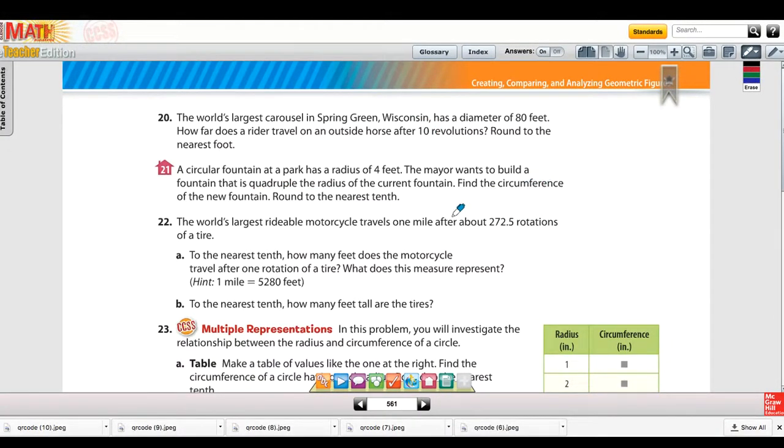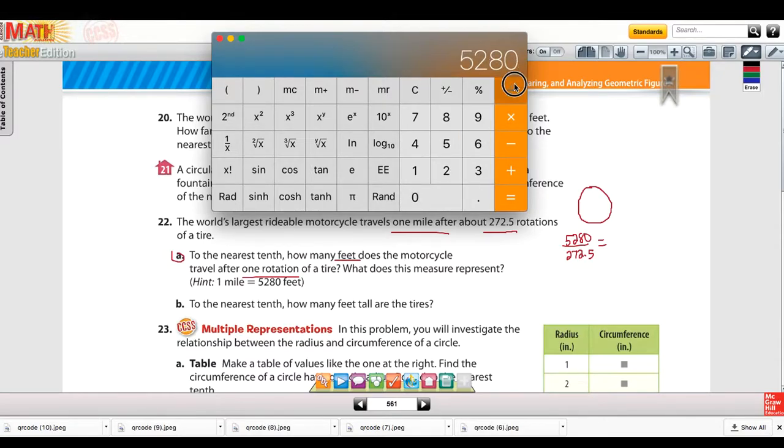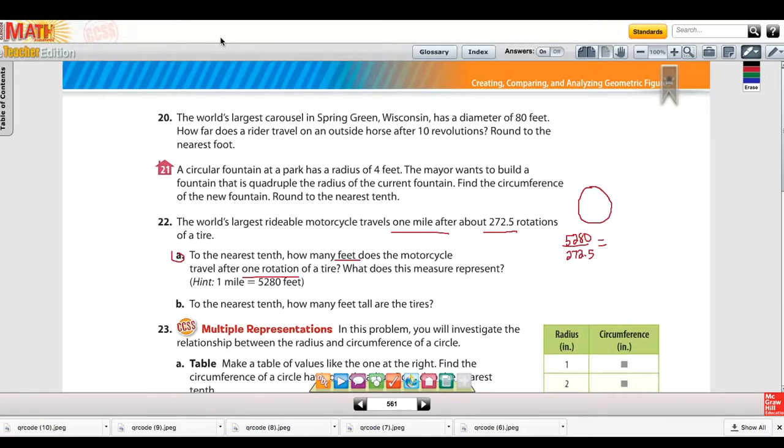Number 22, it's talking about the world's largest rideable motorcycle that travels 1 mile after about 272.5 rotations. So we're talking again about the circumference of the tire here. So in part A, it asks us to the nearest tenth, how many feet does the motorcycle travel after 1 rotation of the tire? So what we're going to do is we're going to take 5,280 and divide that by 272.5 to find out how many feet the motorcycle travels after 1 rotation. And so it's fine to use a calculator as long as you're showing your work here. And so when I pull that up and take 5,280 divided by 272.5, I get that about 19.4 feet is how far the tire travels after 1 revolution. So for part A, 19.4 feet.